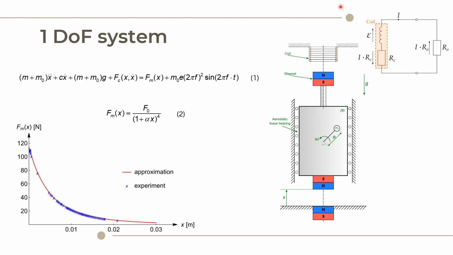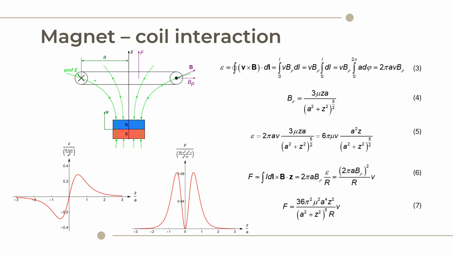Now let me explain in detail the process of modeling the magnet-coil interaction, component Fc. Let's consider a single conductive ring and moving permanent magnets. Based on the known formulas 3 and 4, the resulting force F, formula 7, can be obtained. Rewritten to the relative forms, equations 5 and 7 have been presented graphically here. When the center of the magnet coincides with the center of the ring, the induced electromotive force is zero and there is no magnetic interaction between them.